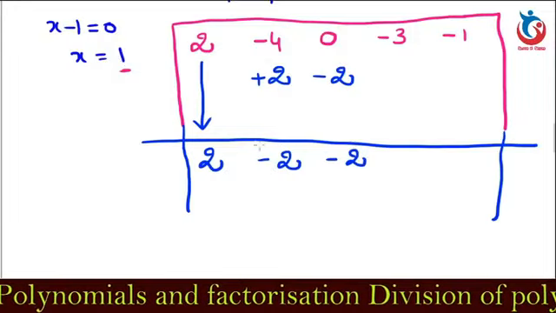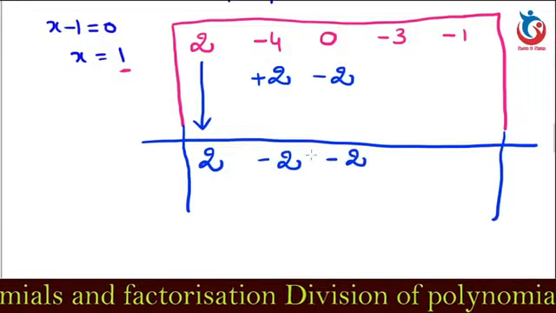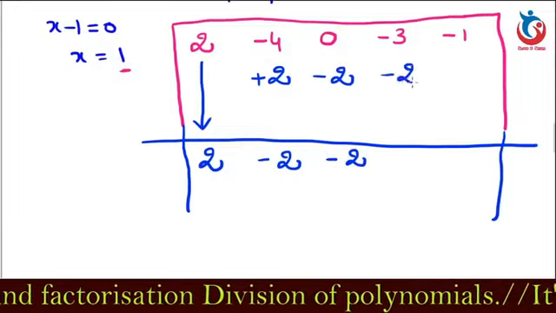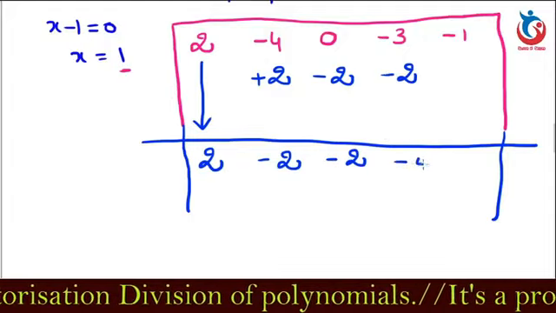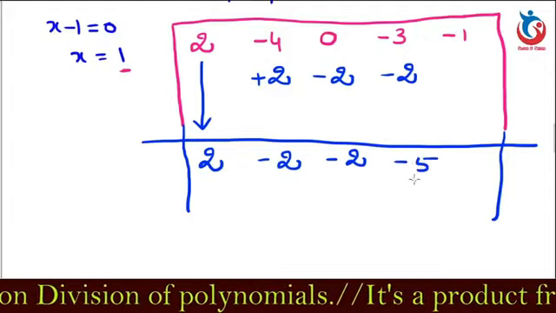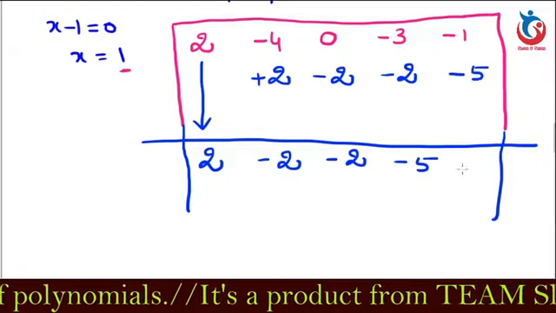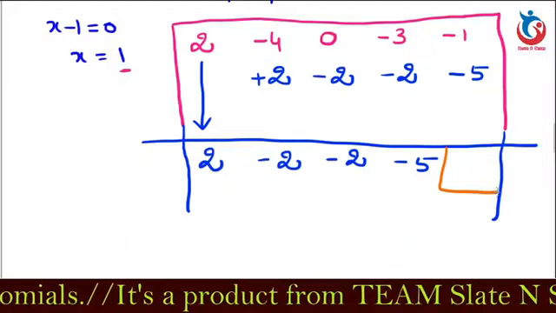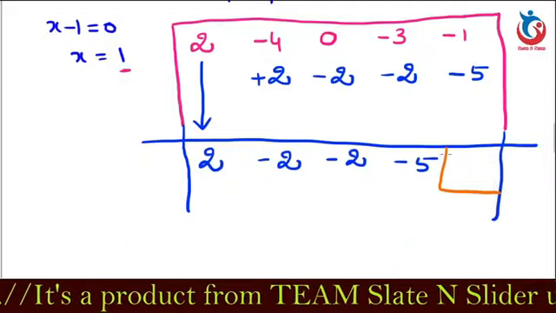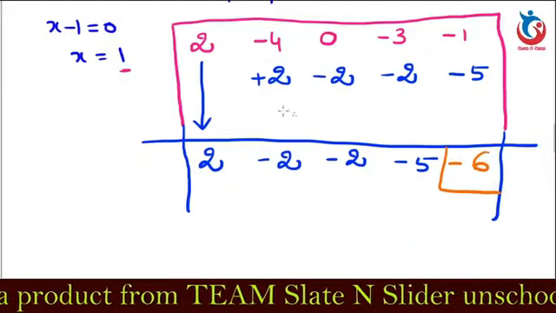And 1 into this minus 2, 1 into minus 2, minus 2. So minus 3 minus 2, minus 5. And 1 into minus 5, minus 5. Yes. Now this last number is the remainder. So minus 1 minus 5, this is minus 6.